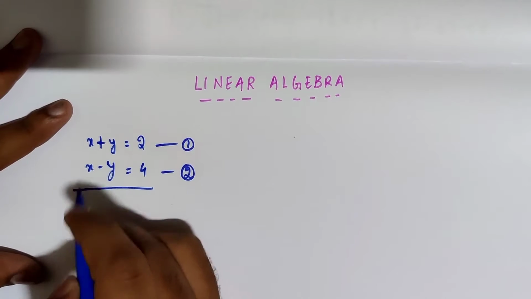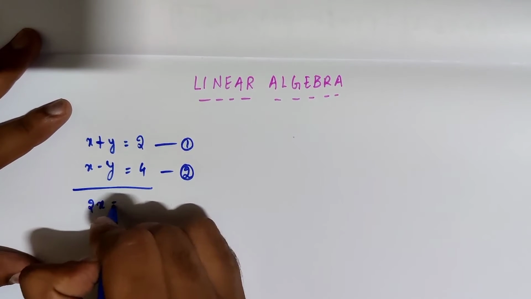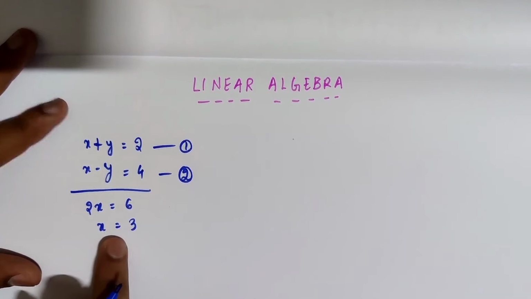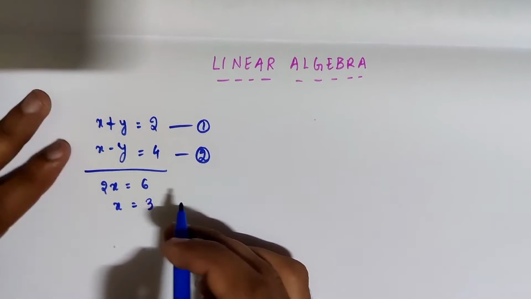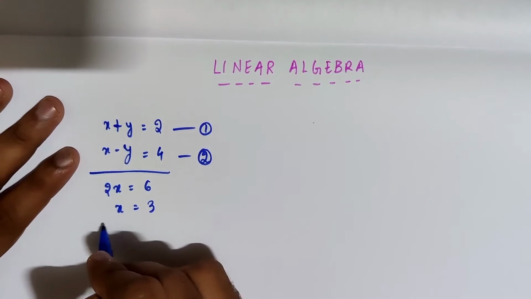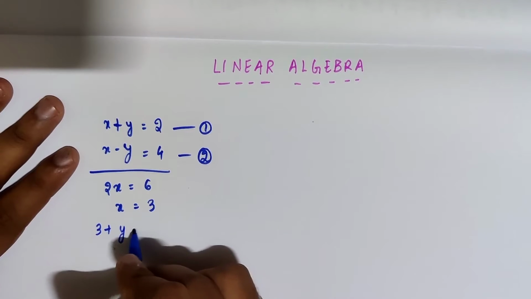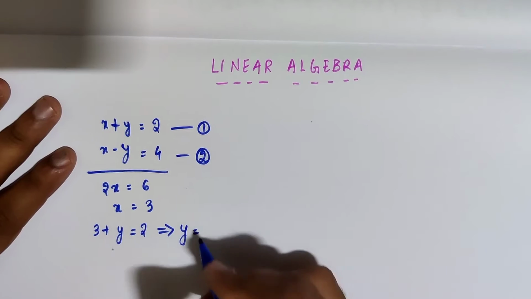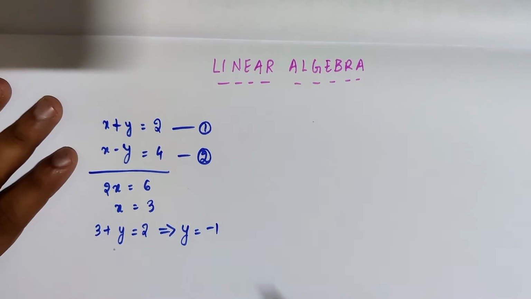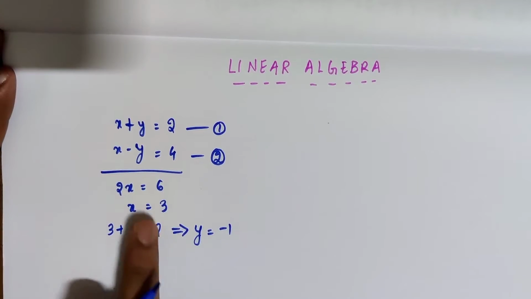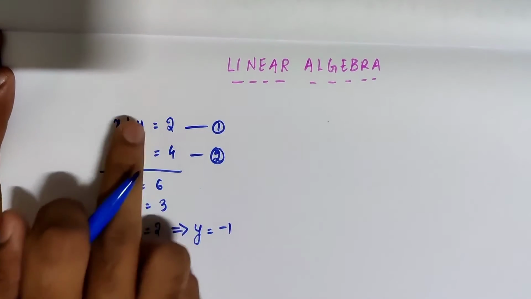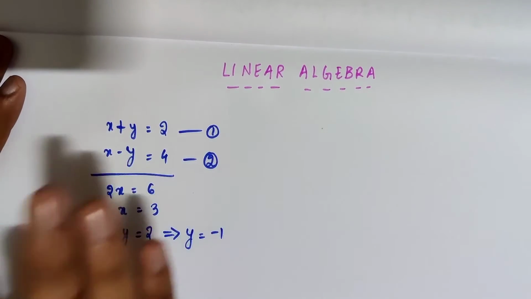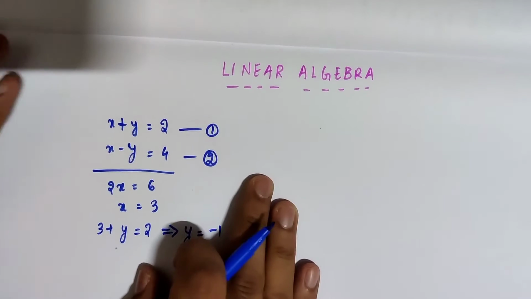Let us solve this. When you add these two line equations, you get 2x is equal to 6. So x is equal to 3. Substitute this x value in either of the two equations to get the y value. I am substituting in the first equation: 3 plus y is equal to 2. So y is equal to minus 1. So x is equal to 3 and y is equal to minus 1 are the values of x and y satisfying these two line equations. We have been doing this since our childhood.